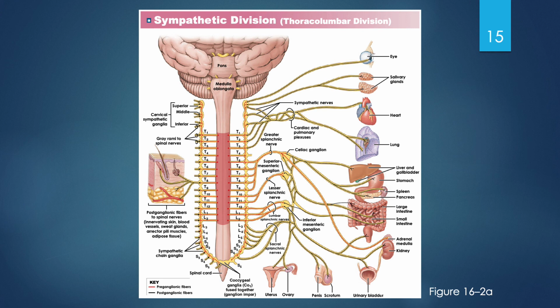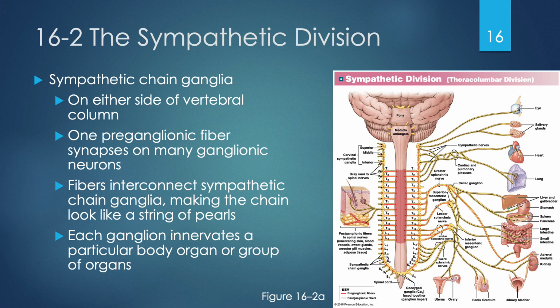But for now, what I want you to take note of is why it's called the thoracolumbar division. This starts at the level of T1, extends all the way down to L2. At the level of T1 through L2, you're going to see that the nerves arise off of the spinal cord. But running parallel on both sides of the vertebral column, you're going to see what's called the sympathetic chain ganglia.